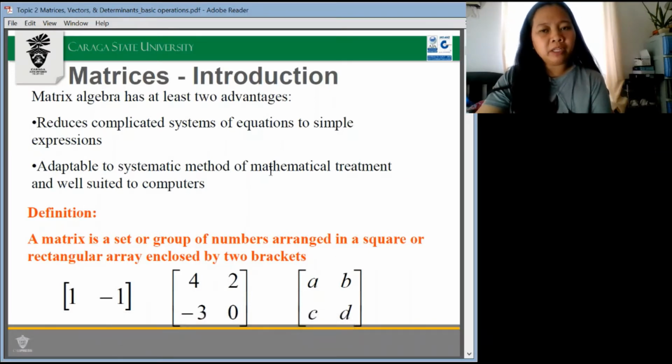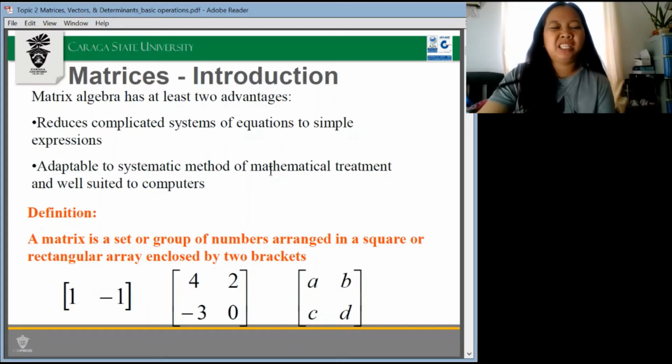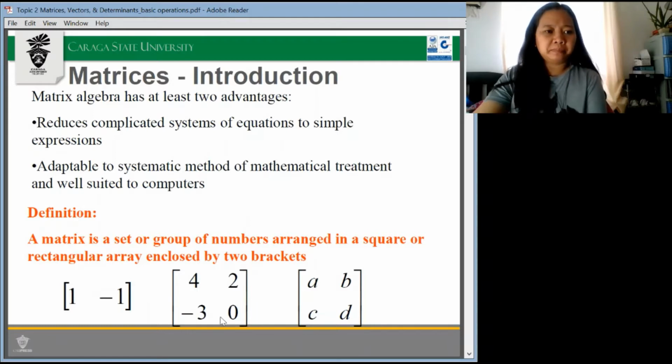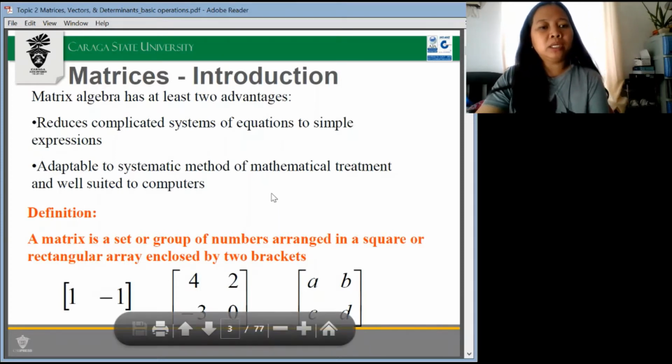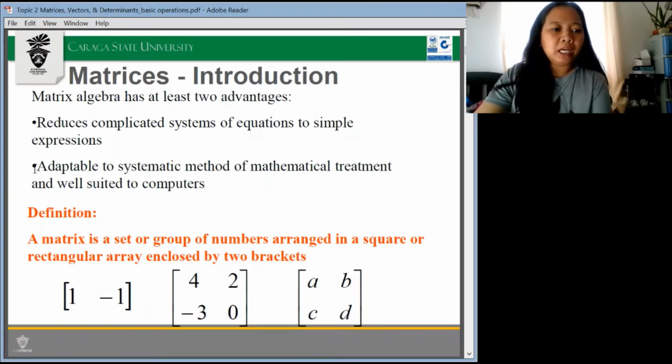There are advantages why we use matrices instead of just normal linear equations. The first is it reduces complicated systems of equations to simple expressions. So you arrange the group of equations accordingly, and with a matrix it will look simpler. Second is it is adaptable to a systematic method of mathematical treatment and well suited to computers.